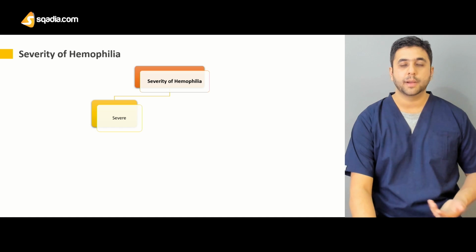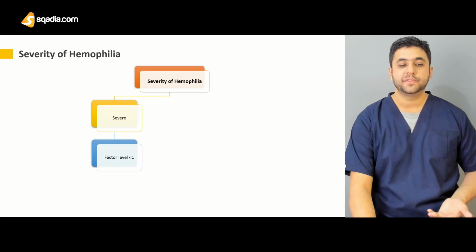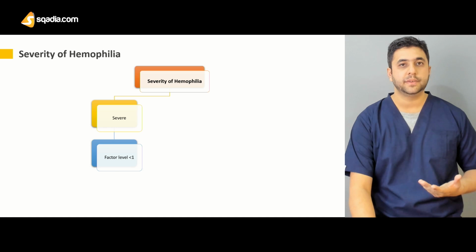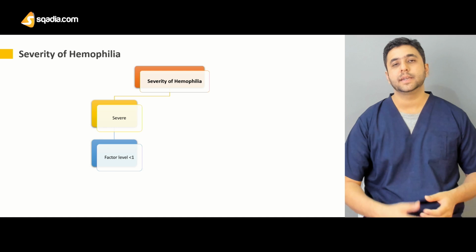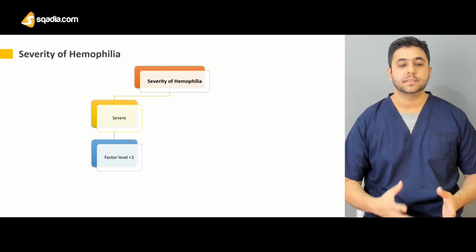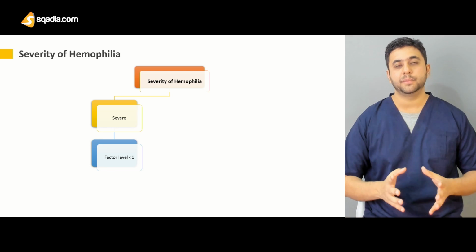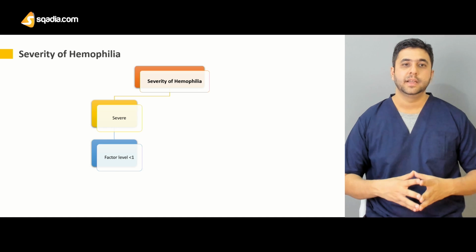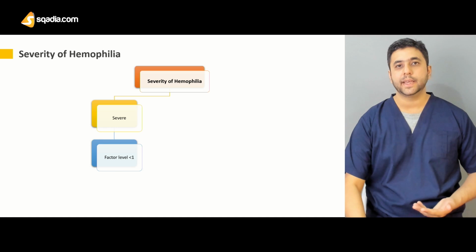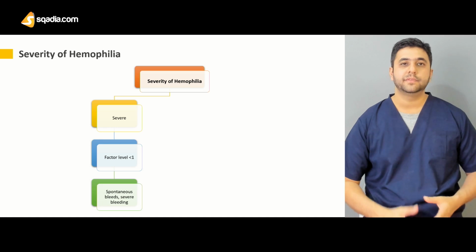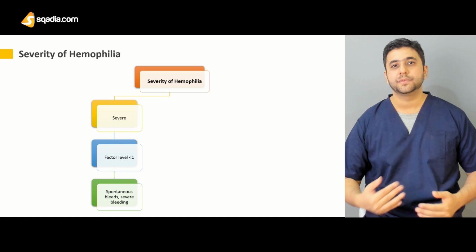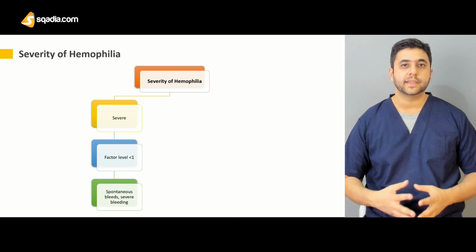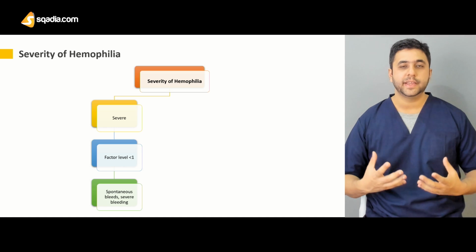Let's start off by talking about the severe one first. If the factor level is less than 1%, if there is less than 1% activated factor moving around in the blood and actively performing its function, then that leads to a severe type of hemophilia. And these are the patients that have spontaneous bleeds. They do not need any type of injury or trauma to bleed. They will just spontaneously bleed on their own. And that is a very severe disease.